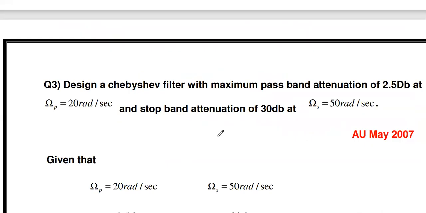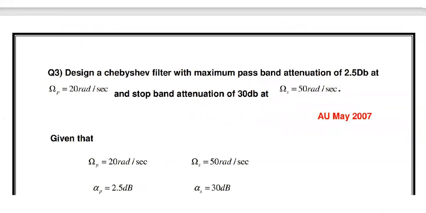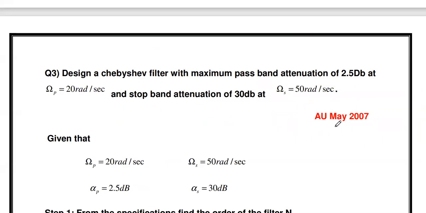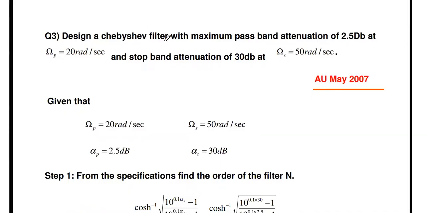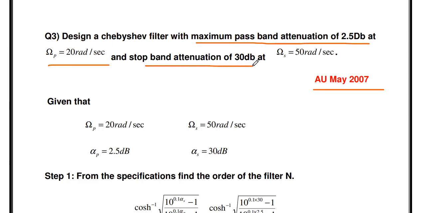Okay, and the next problem we are going to see is one of the Anna University questions, May 2017, big question. Design a Chebyshev filter with maximum pass band attenuation of 2.5 dB at omega p equal to 20 radians per second and stop band attenuation of 30 dB at omega s equal to 50 radians per second. Okay, so this is the question.